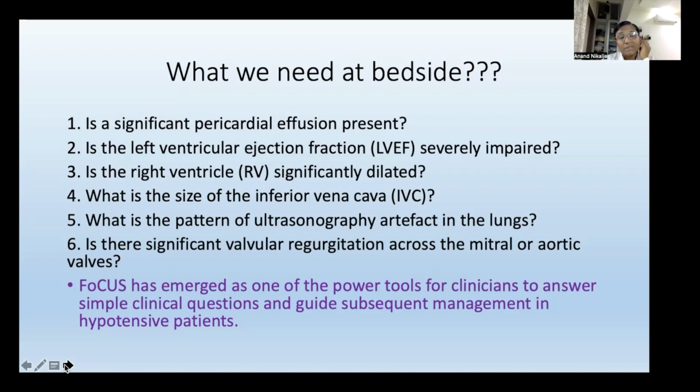So FOCUS has emerged as one of the powerful tools for clinicians to answer simple clinical questions and guide subsequent management in a hypotensive patient.